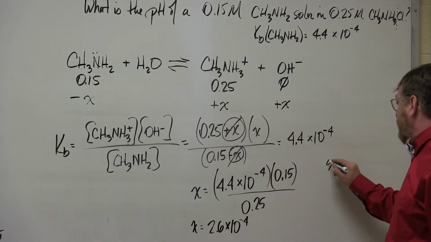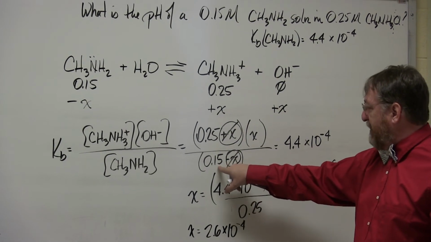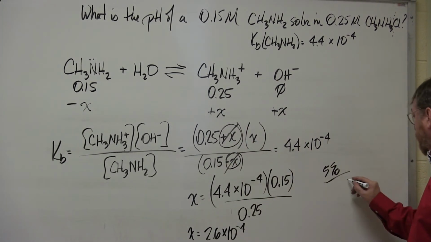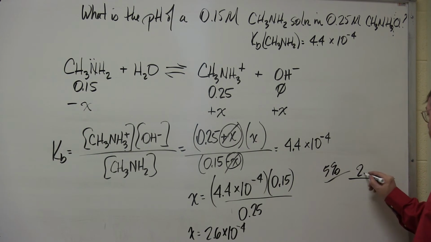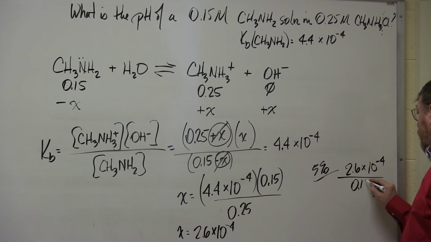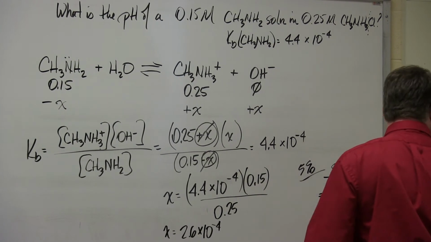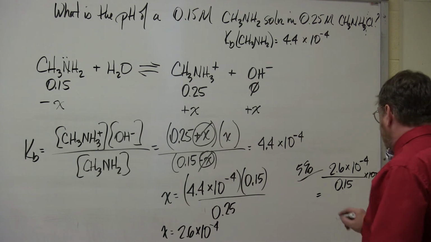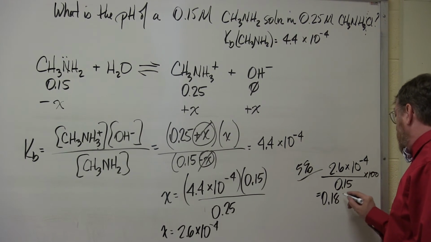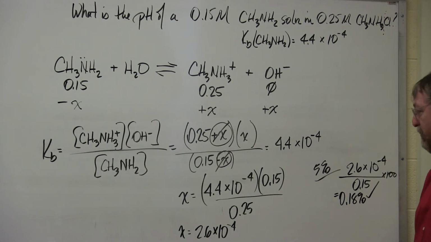We do our 5% check. As long as we're less than 5% of the smaller of the two values, which would be 0.15, we're good. 2.6 times 10 to the minus 4 divided by 0.15 times 100 will give us 0.18%. We're good. That check tells us we're good in what we assumed.